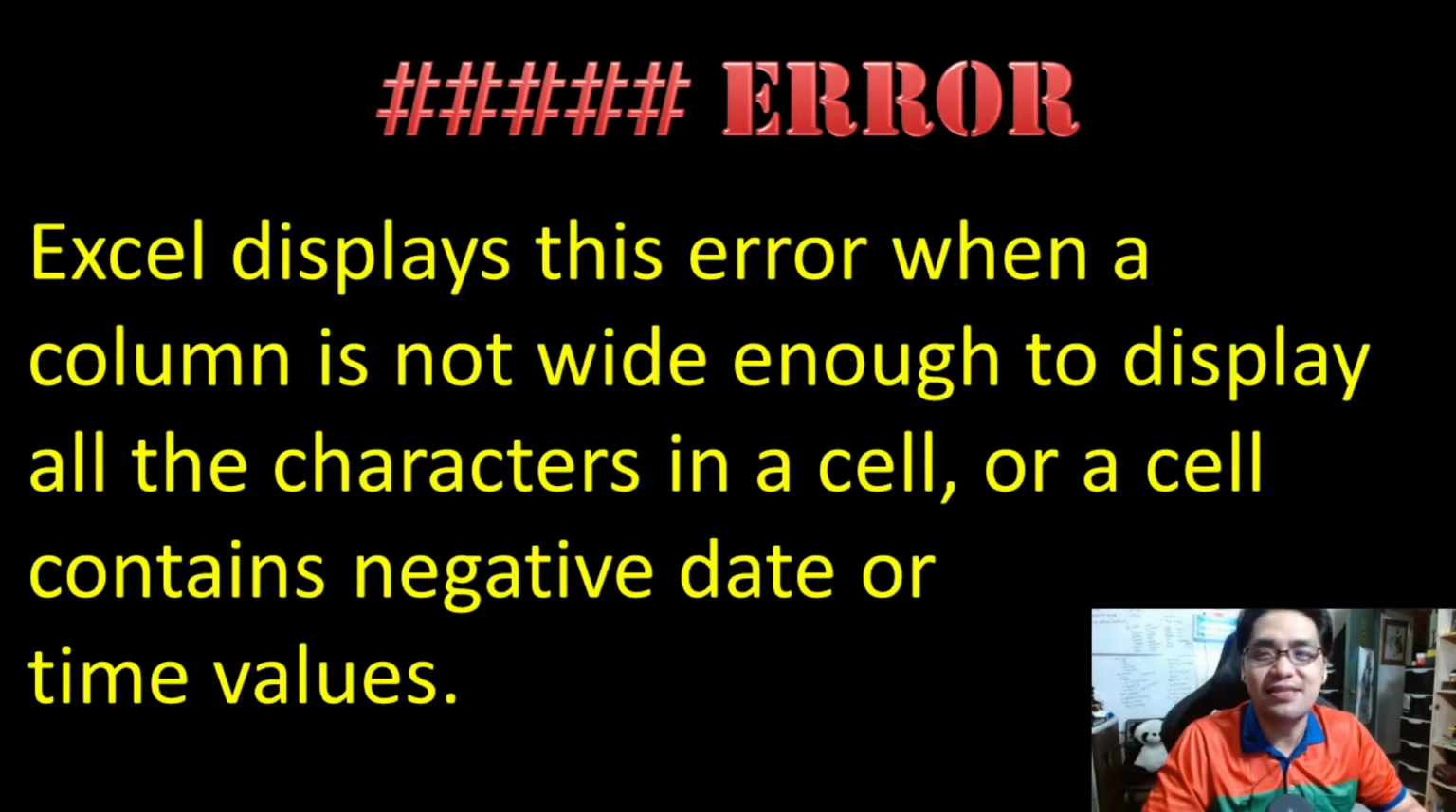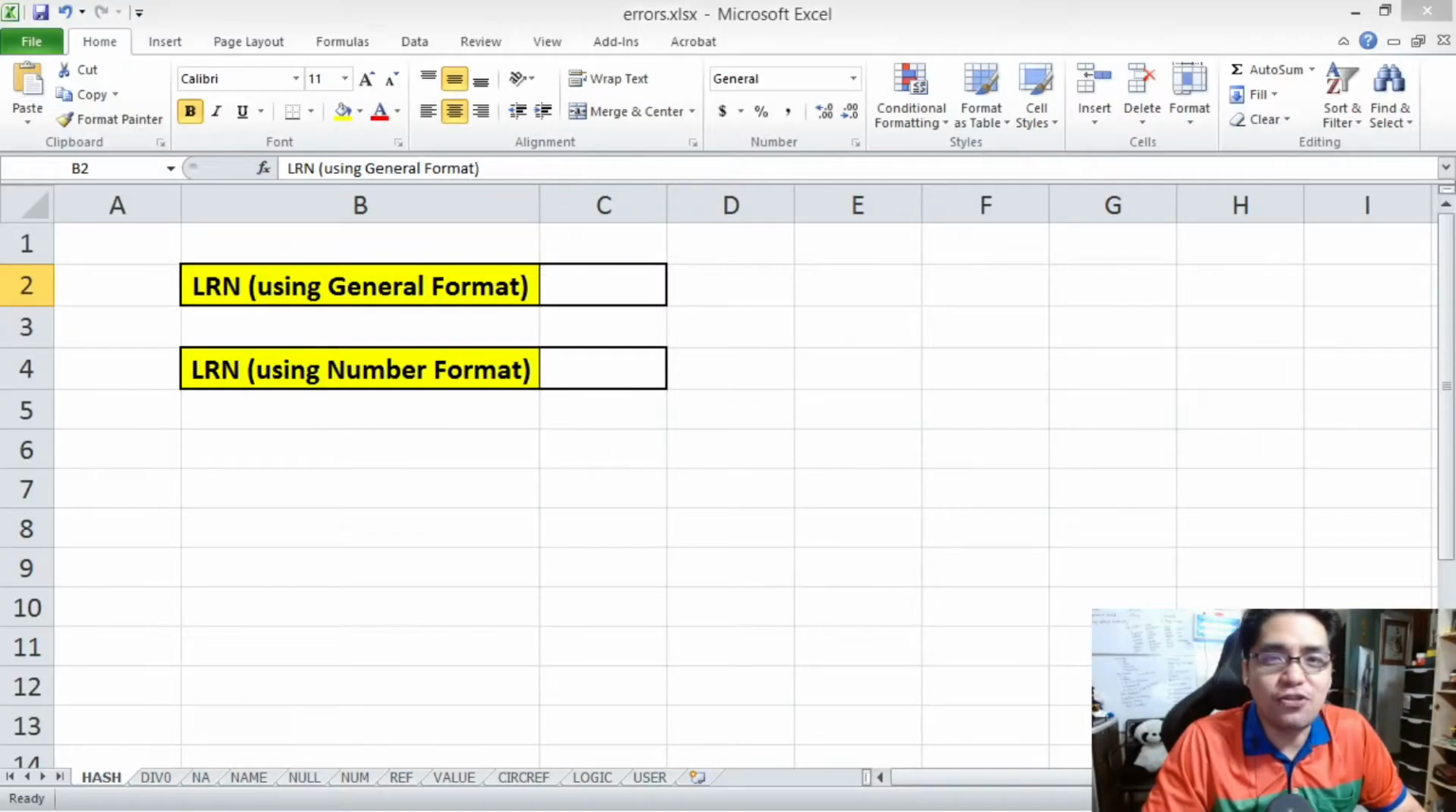Excel displays this error when a column is not wide enough to display all the characters in a cell, or a cell contains negative date or time values. Negative date or time values is self-explanatory. There is no such thing as a negative date or a negative time. But let me demonstrate how this most commonly happens, especially to teachers, the hash error.